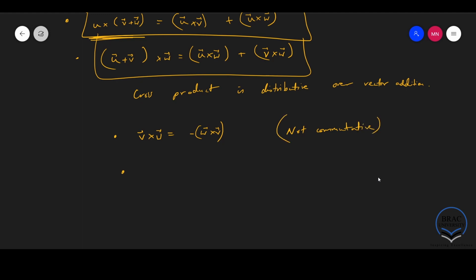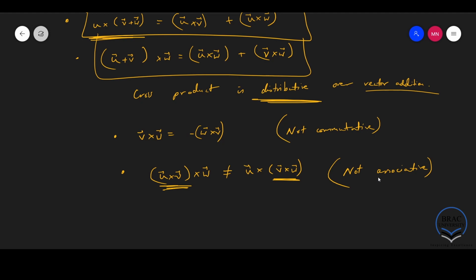And finally, cross products of vectors are also not associative. So if I have u cross v cross w, this is not equal to u cross v cross w with different grouping. In this case, the grouping matters, so this is not associative. So we can see that the cross product is not commutative, it is not associative, but it is distributive over vector addition.